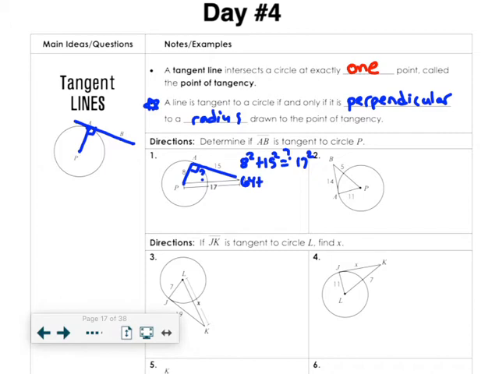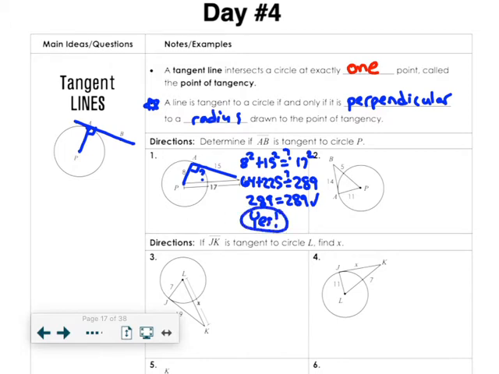This would be 64 plus 225. We need to see if that equals 17 squared, which is 289. And if you add 64 and 225, this time you do. So this question mark, we do get that 289 equals 289. So for this one the answer is yes. AB must be a tangent line.